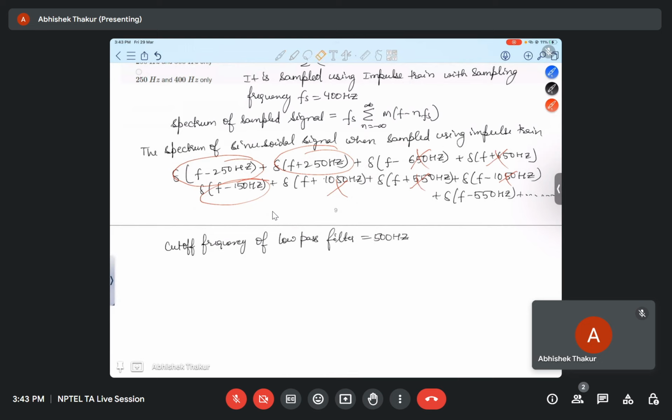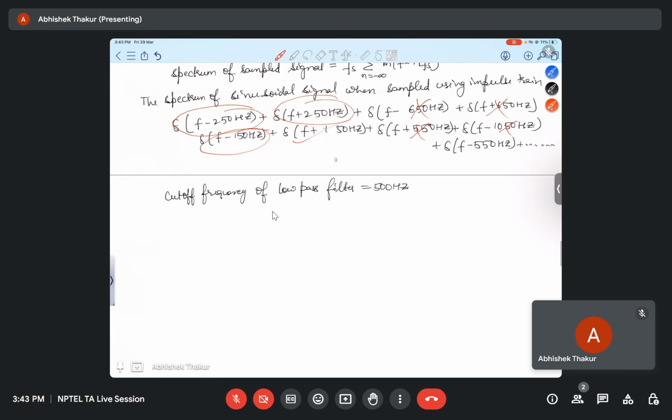Here it is, 1150 hertz. So this will again pass through the low pass filter. So these four frequency components will be the only ones present in the final reconstructed signal. That is del of f minus 250 hertz plus del of f plus 250 hertz plus del of f minus 150 hertz and plus del of f plus 150 hertz.